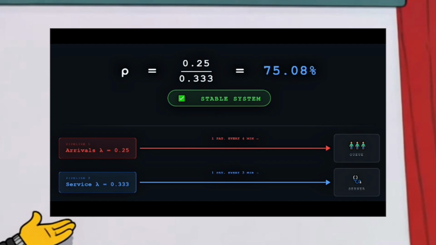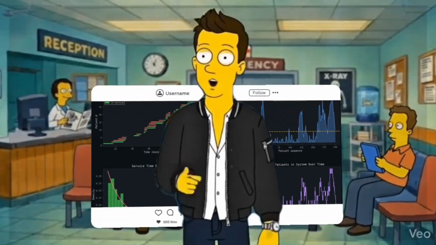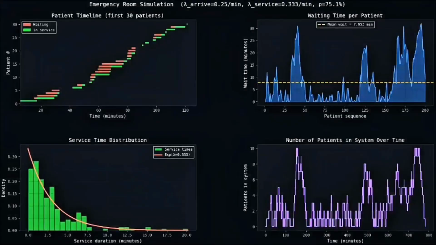M/M/1 theory tells us that with this ρ, the average wait time should be about 12 minutes, and the average number of patients in the system should be about 3. Those are our reference points. Let's see what the simulation says. Now we will see the results with the graphs.